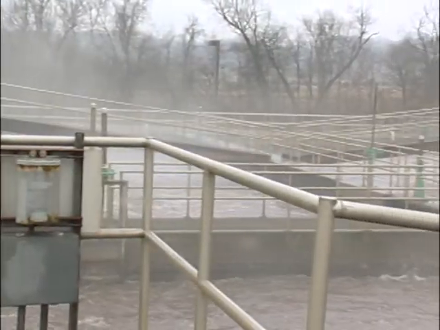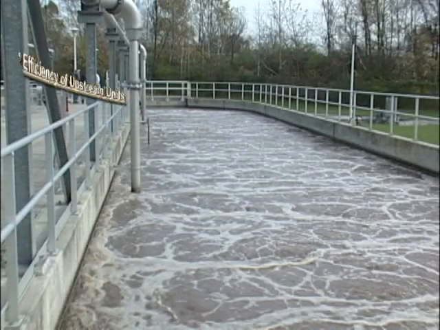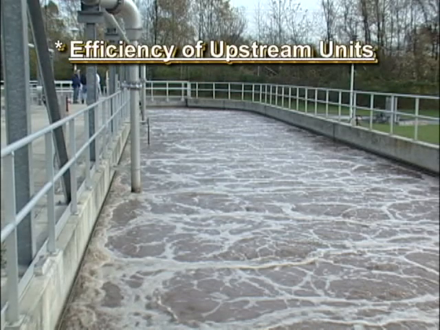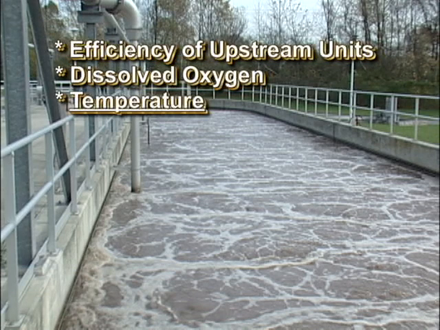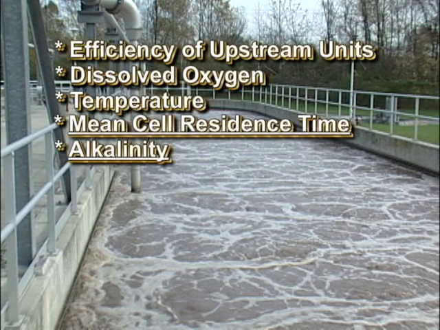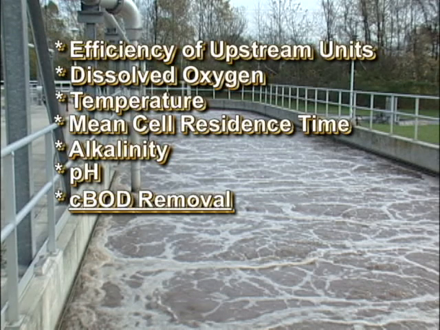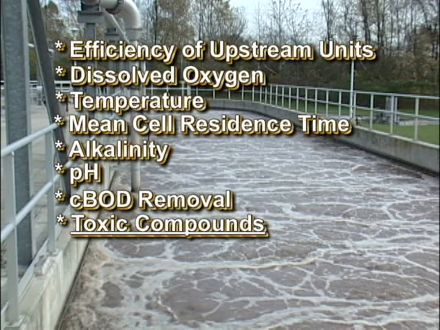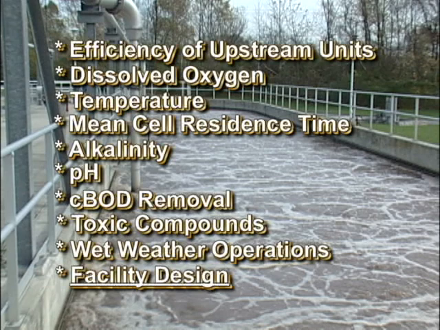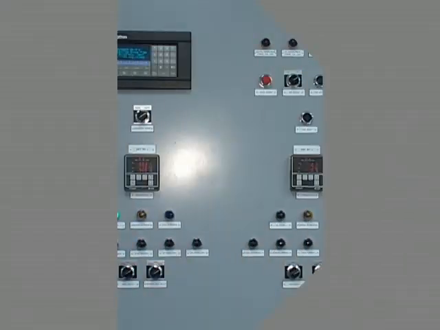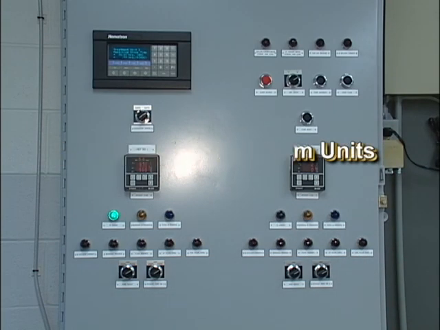Regardless of the process, there are a number of factors that impact nitrification. These factors include efficiency of upstream treatment units and processes, dissolved oxygen, temperature, mean cell residence time, alkalinity, pH, CBOD removal, toxic compounds, wet weather operations, and facility design. Let's take a closer look at each of these factors. Factor number one, efficiency of upstream treatment units and processes.